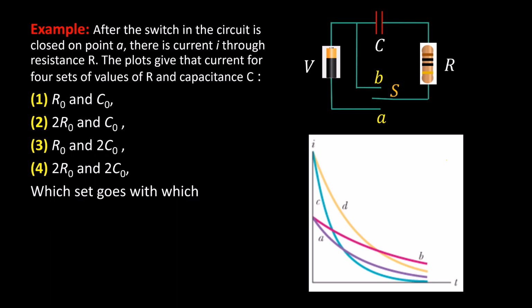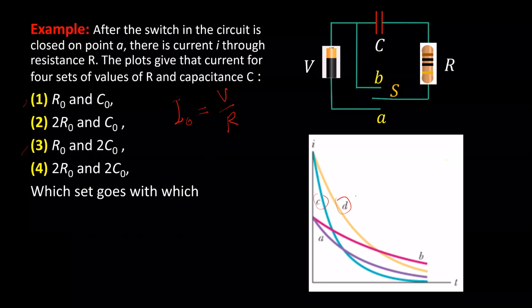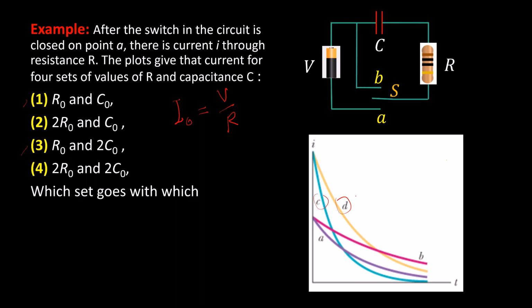So you need to realize that the current to begin with, I naught, is V over R. So if you have a smaller resistance, I starts at a higher level. So 1 and 3 go with C and D. And then between these two, 3 has twice as long time constant as 1. So you see that D has longer time constant. It takes longer to drop. So 3 is D and 1 is C.